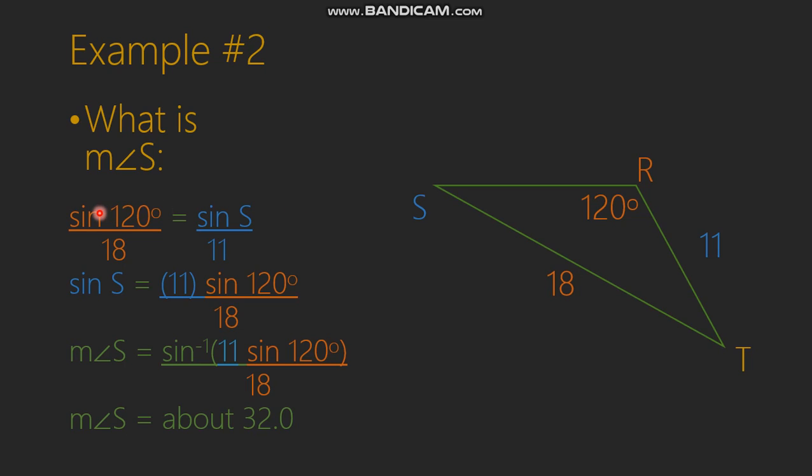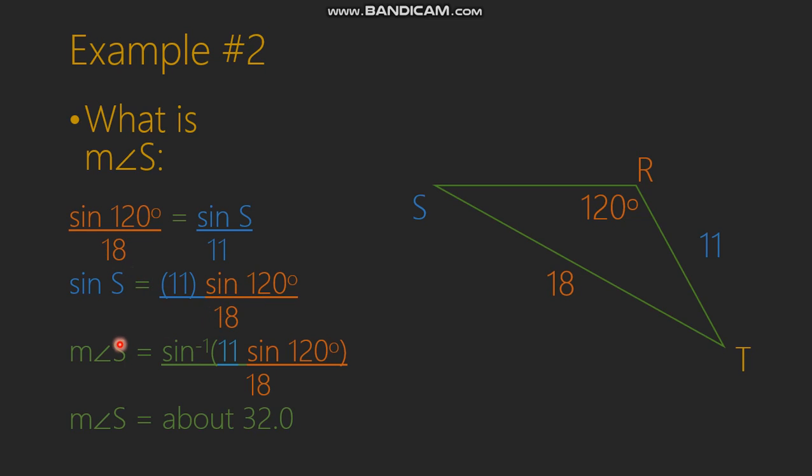So first of all, we can say that sine of angle R, which is 120, over side R, which is 18, is equivalent to sine of angle S, which is missing and we want to find, over 11, which is side S, which is also side RT. Now, we're going to do cross multiplication again, and sine S will equal 11 times sine 120 over 18.